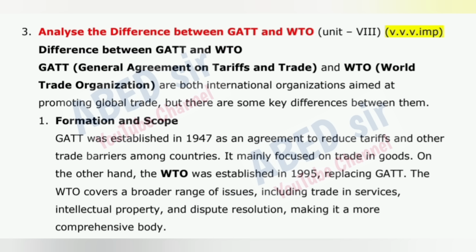1. Formation and scope. GATT was established in 1947 as an agreement to reduce tariffs and other trade barriers among countries. It mainly focused on trade in goods. On the other hand, the WTO was established in 1995, replacing GATT. The WTO covers a broader range of issues, including trade in services, intellectual property, and dispute resolution, making it a more comprehensive body.